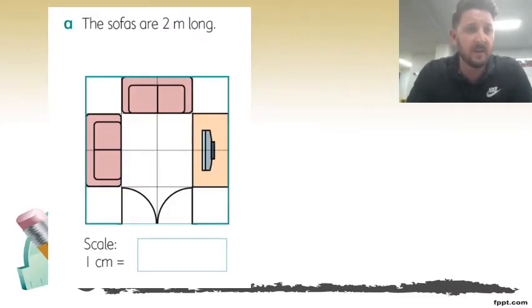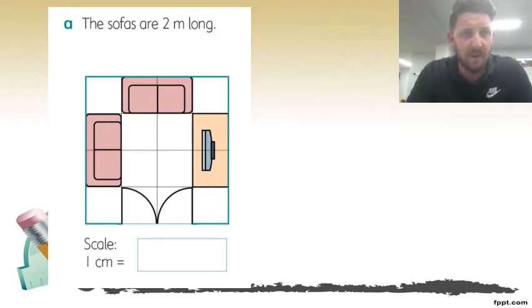When we're looking at doing scale, you're normally given a real amount and a scale amount. Now in this picture here, you can see that each of the squares is 1 centimetre wide. And it asks us, if the sofa is 2 metres long, how big is 1 centimetre in regards to the real measurement? So how many metres is 1 centimetre equal to?